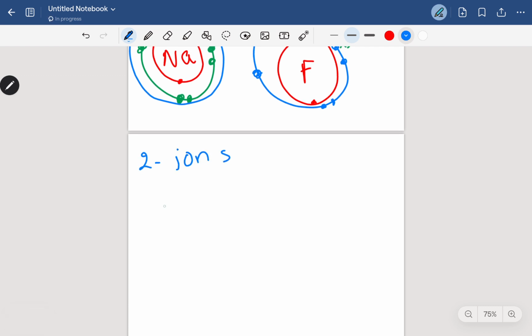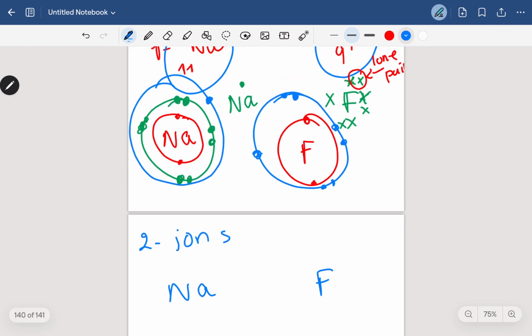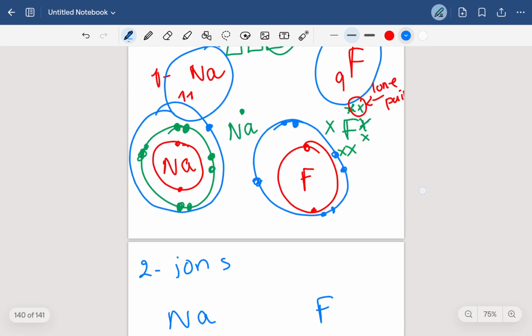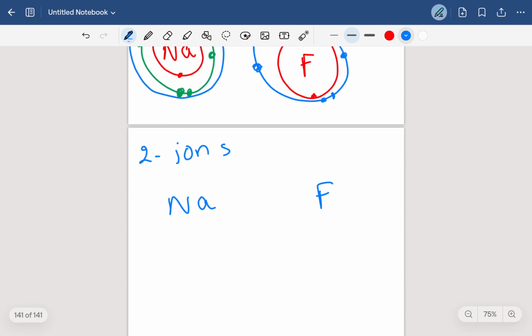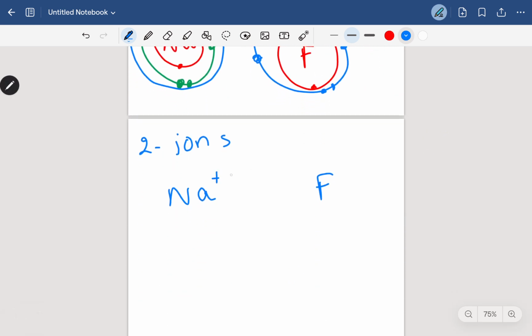Okay, so we're going to take the same examples again, which is Na and F. But here we're not going to be discussing them as elements or atoms. No, we're going to be discussing them as ions. So Na plus and F minus. What is happening when it becomes an ion is it's losing an electron or it is gaining an electron.